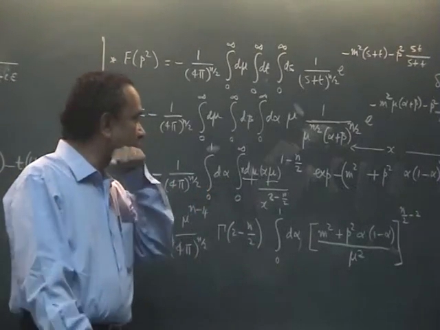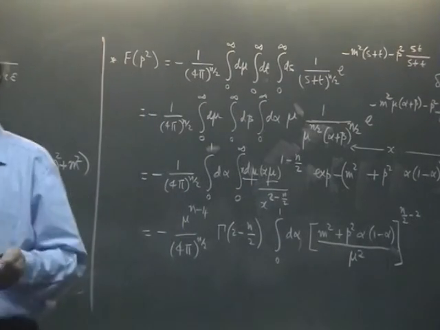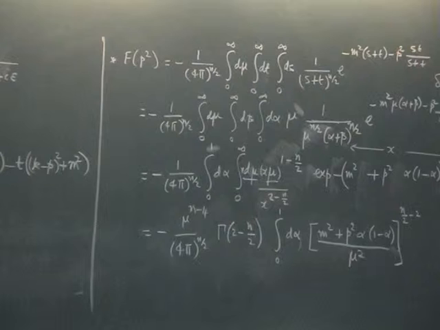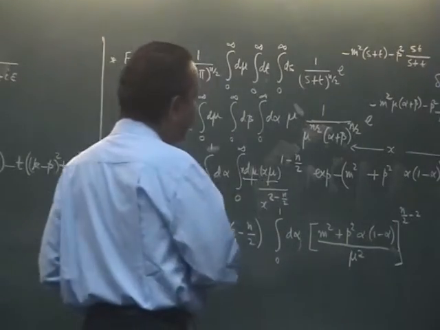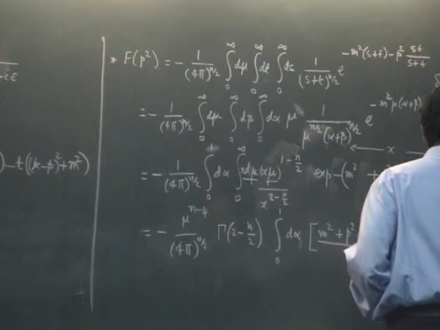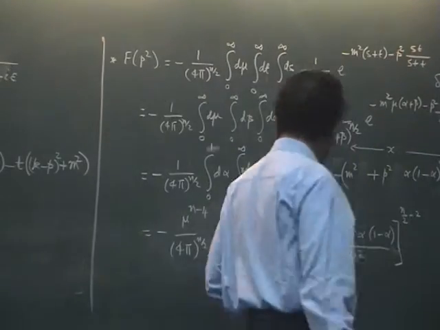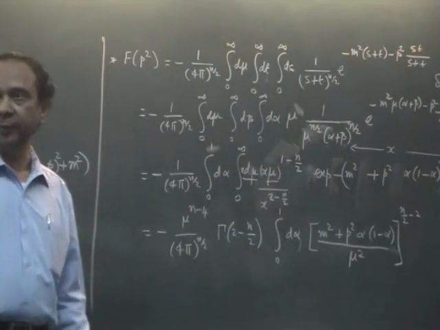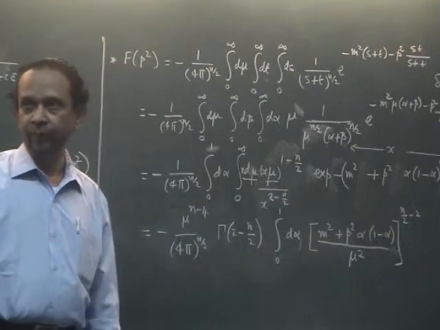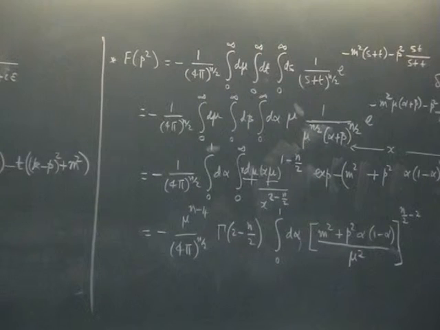Now the way I would do this is to define 2 minus n by 2 as epsilon. So let us think of 2 minus n by 2 as a small quantity epsilon. And we are interested in the epsilon going to 0 limit, especially in this quantity. So let us work that out and see what divergent terms come in there.